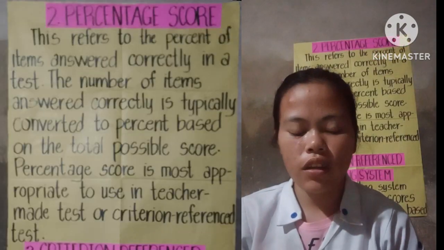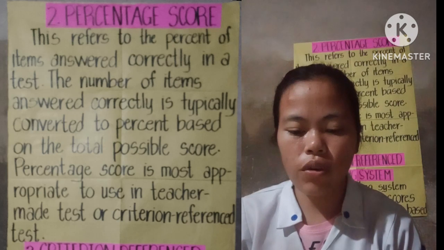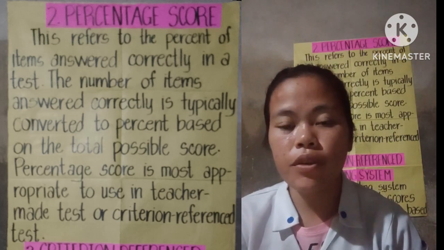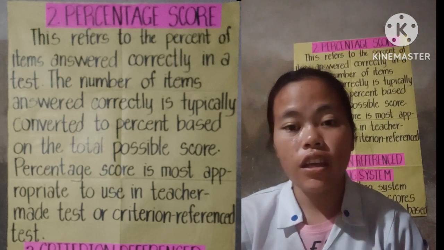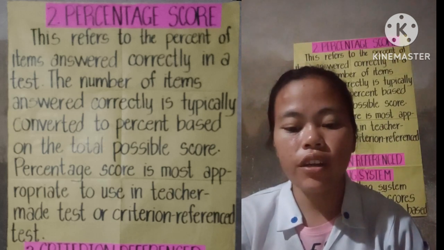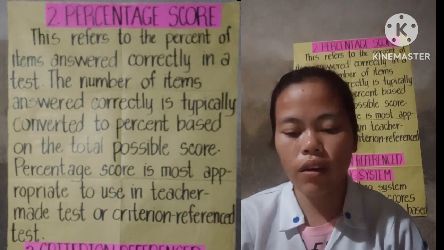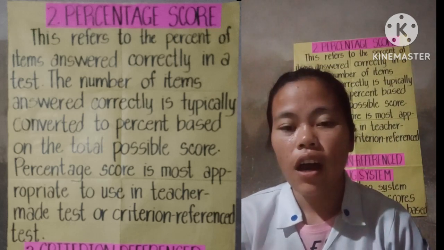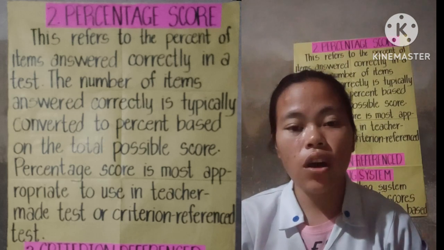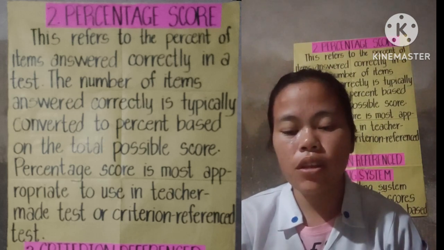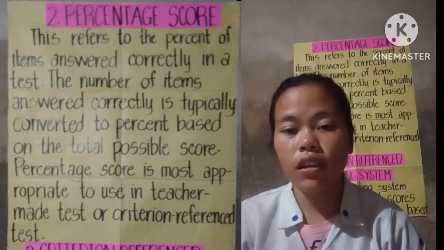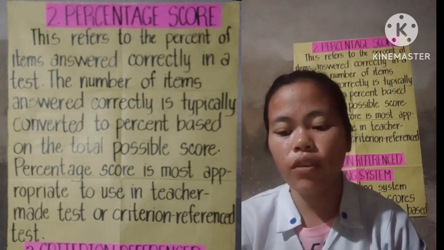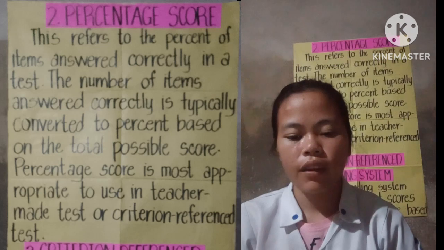So let's proceed to the percentage score. The percentage score is interpreted as the percent of content, skills, or knowledge that the learner has a solid grasp of. Just like the raw score, percentage has limitations because there is no way of comparing the percentage correct obtained in a test with the percentage correct in another test with a different difficulty level.